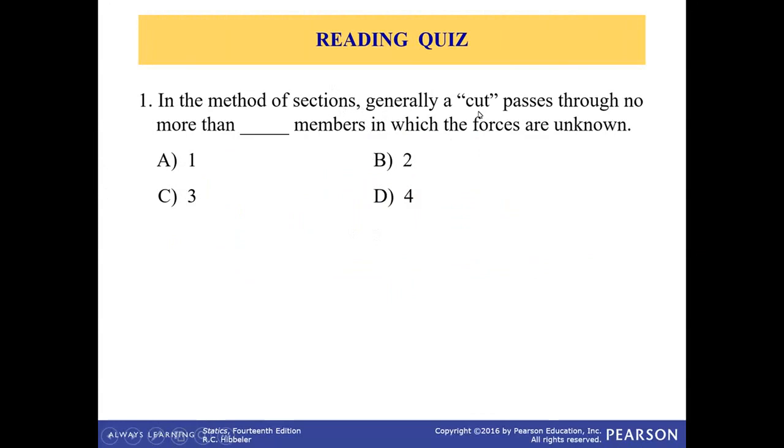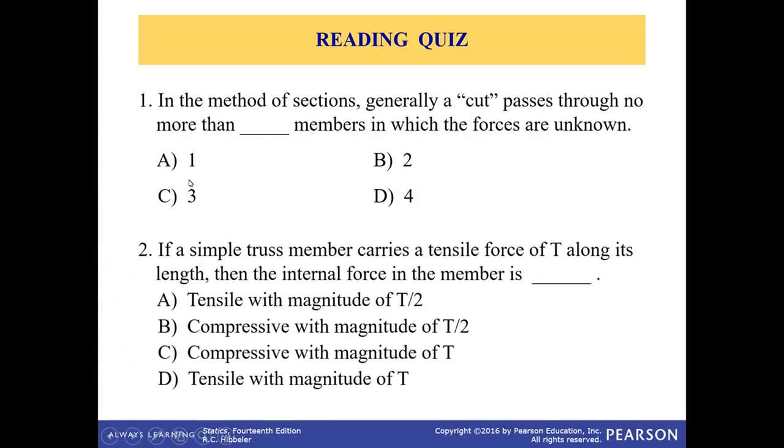In method of sections, generally a cut passes through no more than blank members in which the forces are unknown, and the answer is 3. If a simple truss member carries a tensile force of T along its length, then the internal force in the member is also tensile with magnitude of T. So the correct answer is D.